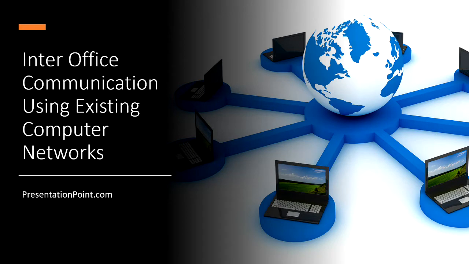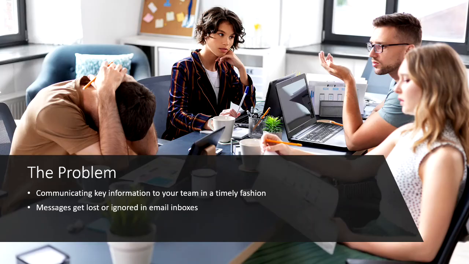In this video, we're going to explore how to work with inter-office communication using your existing computer networks. So the problem is it's difficult to communicate key information to your team in a timely fashion. You might try emailing everybody, but email information tends to get lost. Most people have hundreds or thousands of emails in their email inbox, so those messages just get lost or ignored. So how do you get information in front of people in a timely fashion that they can't ignore?